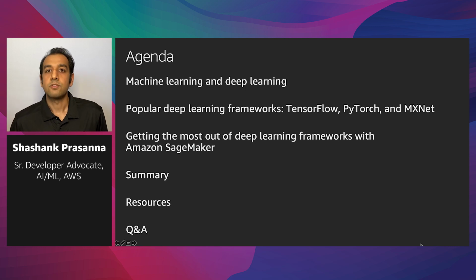We'll see how you can use Amazon SageMaker to end-to-end optimize your stack to get the most out of your deep learning projects on AWS. I'll wrap everything with some summary and key takeaways, some resources for you to get started as soon as you finish watching this video.